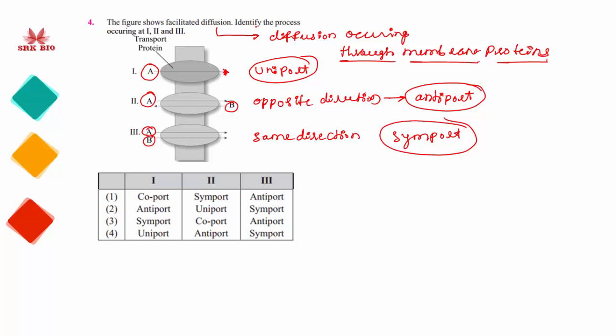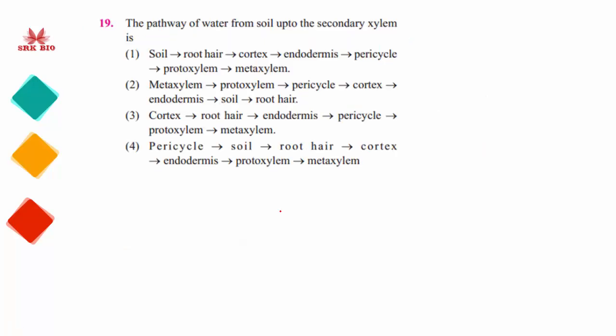All these are types related to facilitated diffusion, because there is involvement of the membrane protein through which the molecules are moving either into the cell or out of the cell. Therefore, the right option is option 4: uniport, antiport and symport. Then moving to the next one.